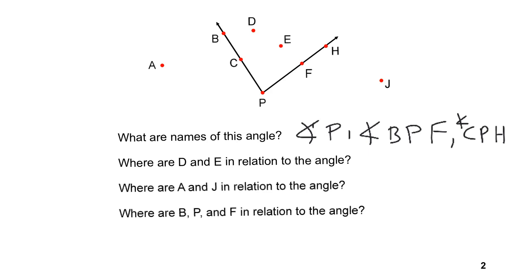Question 2. Where are D and E in relation to the angle? Okay, D and E, that's in the interior. Question 3, where are points A and J? That will be exterior. Okay, and where are points B, P, and F in relation to the angle? Okay, and that will be on it, on the angle.